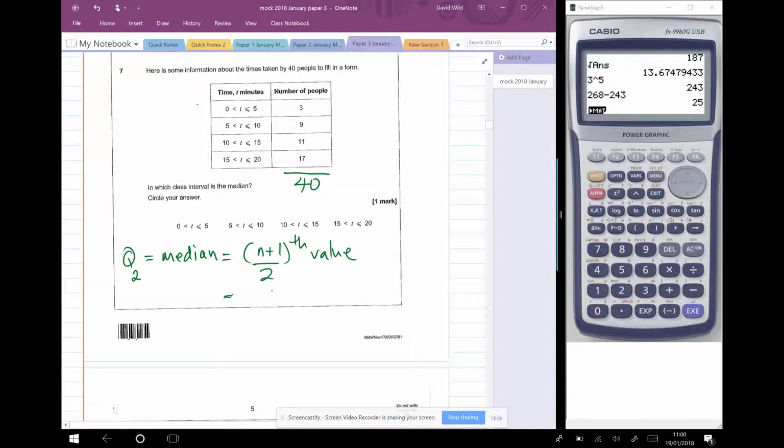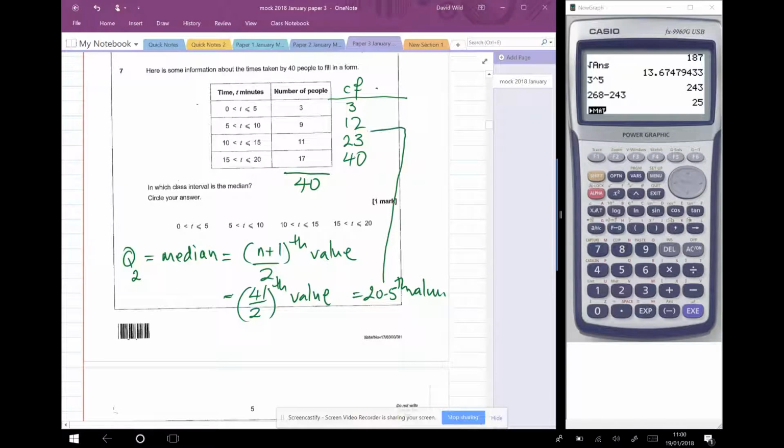Remember that. And what's n? N is 40, so it's 41 over 2, which is the 20.5th value. Now, where does the 20.5th value go? Well, we need the cumulative frequency here. 3, add the 9 is 12, add the 11, 23, add the 17 is 40. Where's the 20.5th value? It fits inside here. We go along and take the larger here, so it fits in the 10 to 15 class.